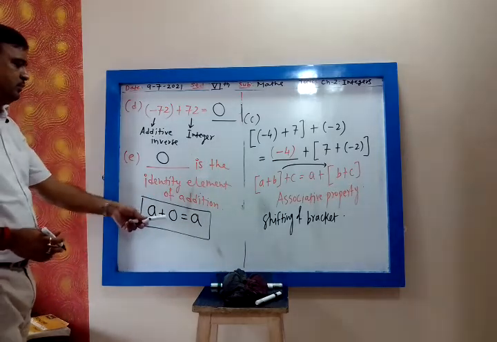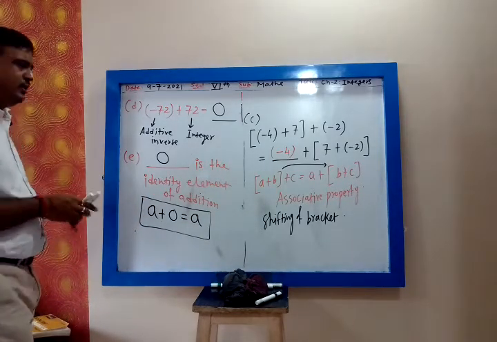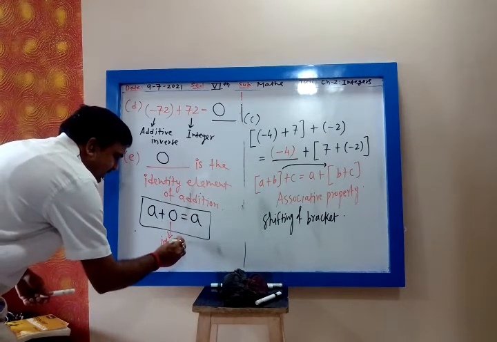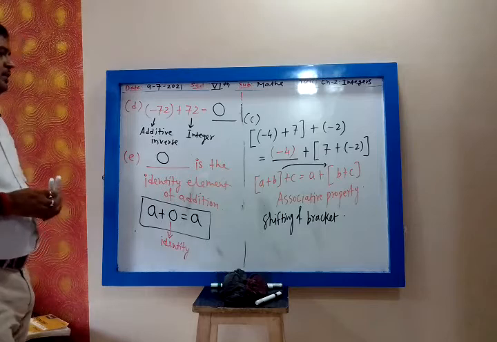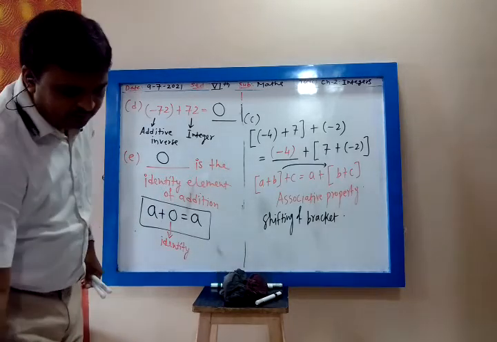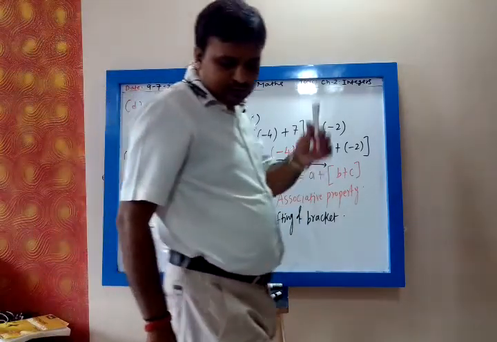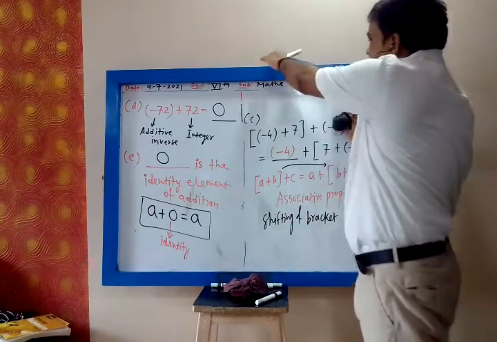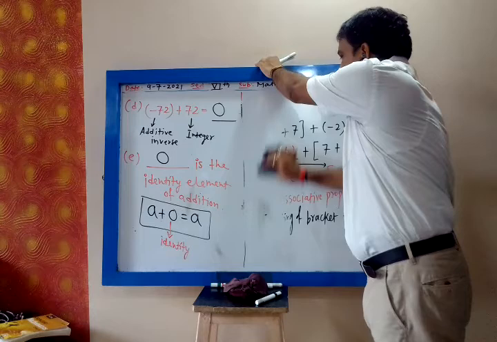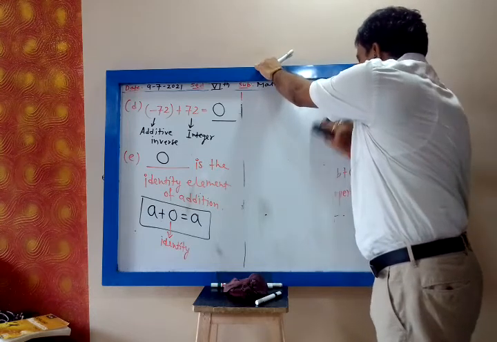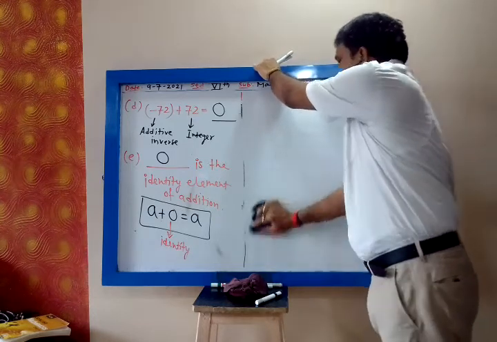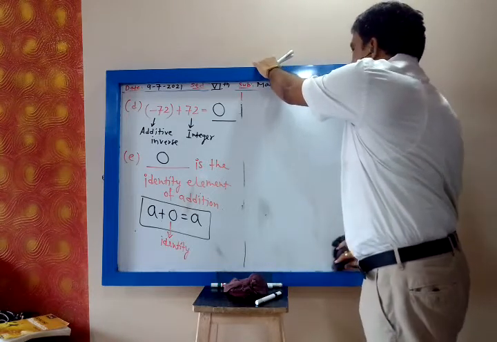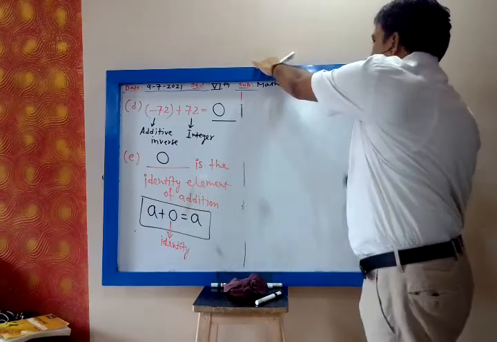Whenever we add 0 to the, yes, write down. So 0 is my identity element. 0 is identity element of addition, because whenever we add 0 to any number, we get the same number. So whenever you add any integer to identity element 0, you get the same number.